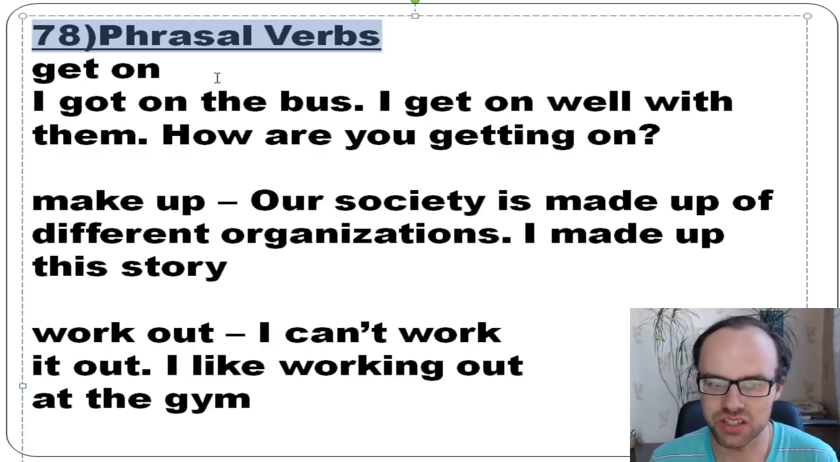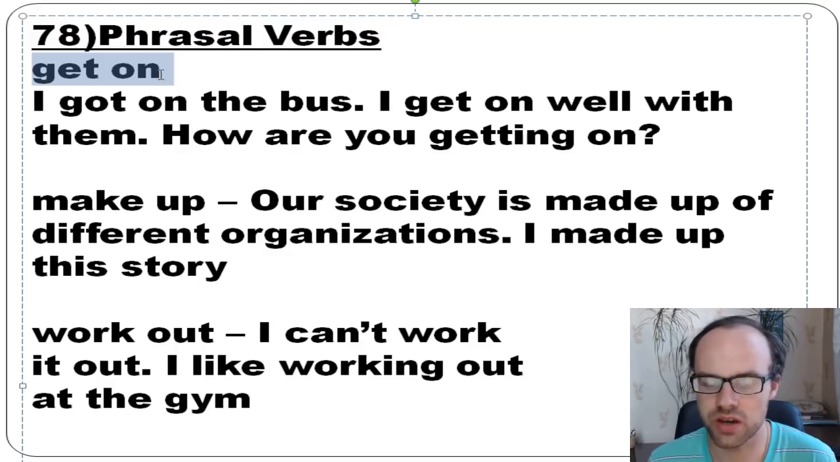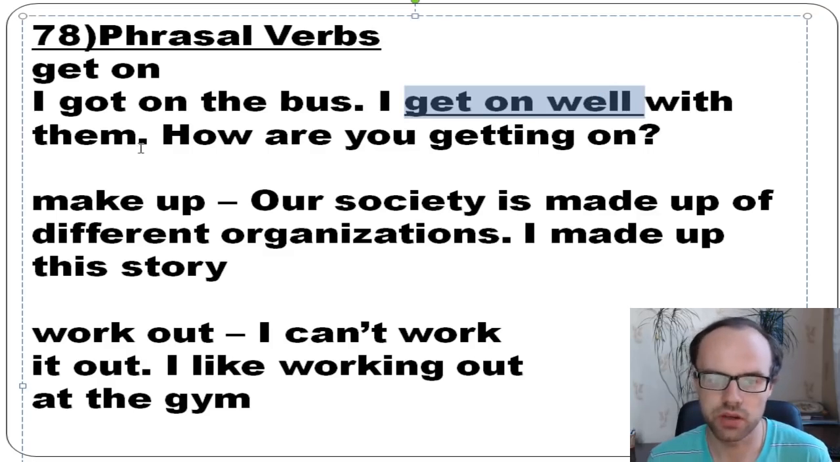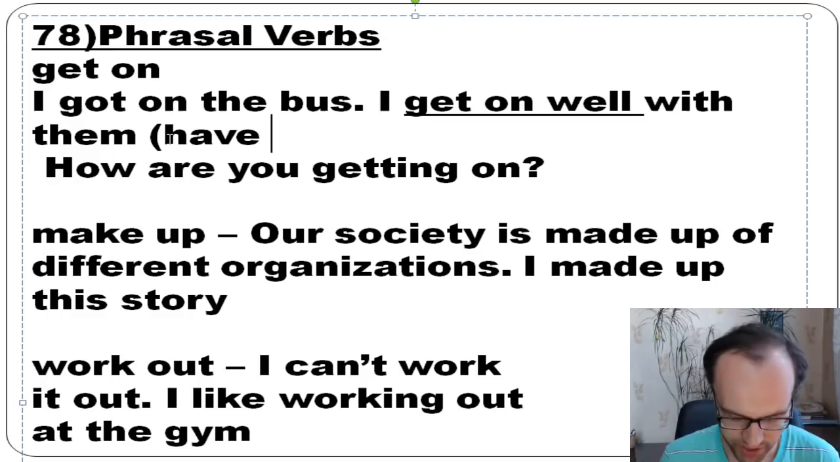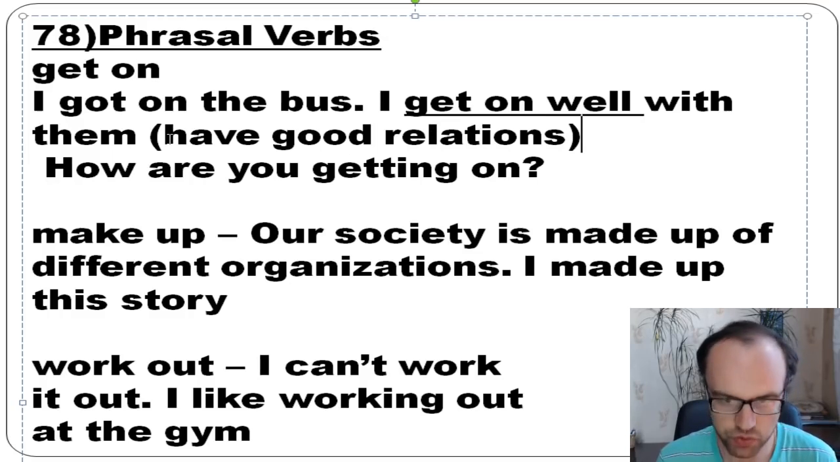Okay, so get on. Look, it has several meanings, and you know that sometimes phrasal verbs have more than one meaning, but you need to know just the main meaning, maybe two or three meanings. I got on the bus is the first meaning. I wanted to take it, and then I got on the bus. And you know, it's get on well. It means to have good relations. I get on well with them. It means I have good relations with them.